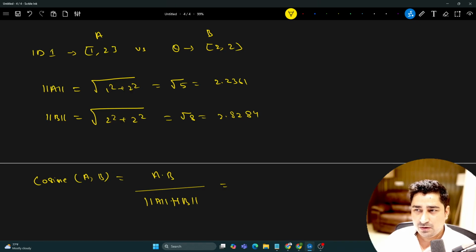So the dot product between this one and this one. Basically, the dot product between A and B is something that we are supposed to find out. So how can we find out a dot product in the very first place for this kind of data, for ID 1 with values 1, 2, and the query, which is 2, 2? Let's try to understand that part.